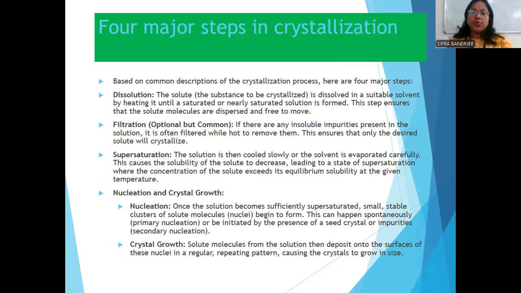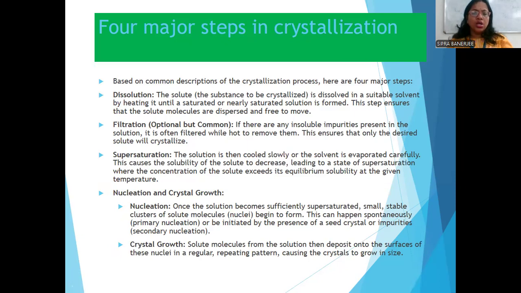This can happen spontaneously, that is primary nucleation, or can be initiated by the presence of a seed crystal or impurities. That's the secondary nucleation. That means you have to give another seed. Suppose we want a copper sulfate crystal from a copper sulfate solution, then we have to give the copper sulfate from outside as a crystal. So as a result, the seed crystal will be there, and another substance which is solubilized in that matter will be crystalline in that particular structure.